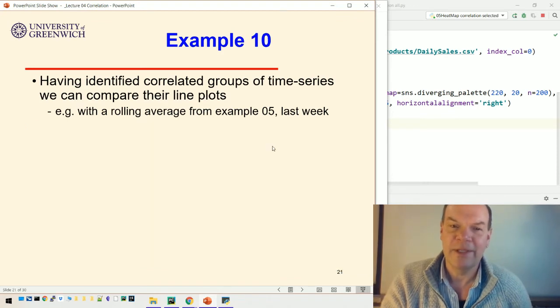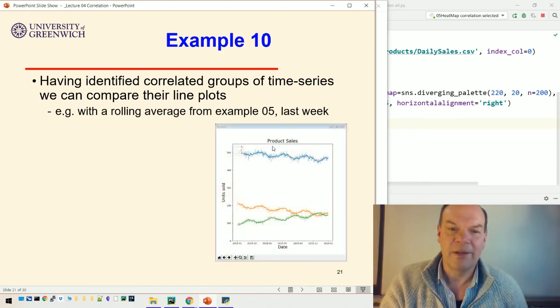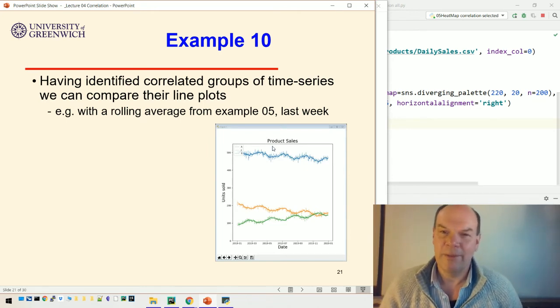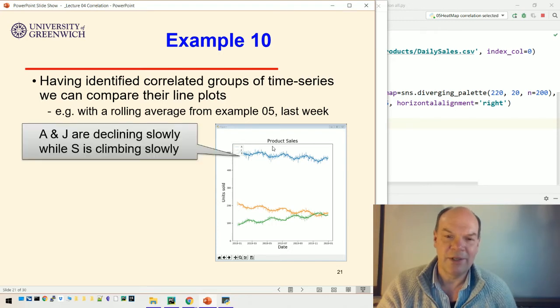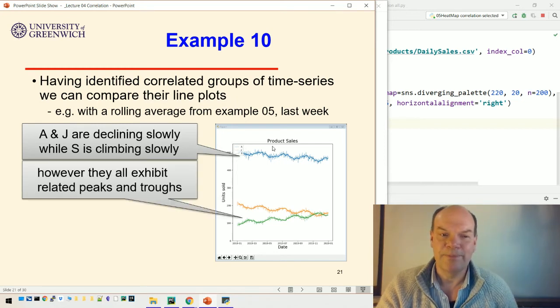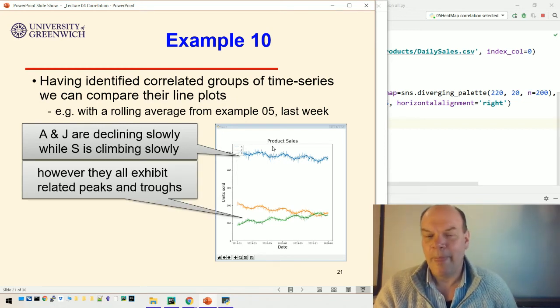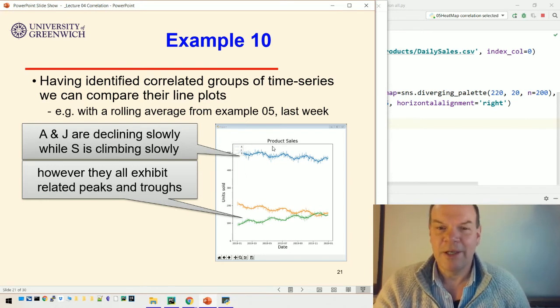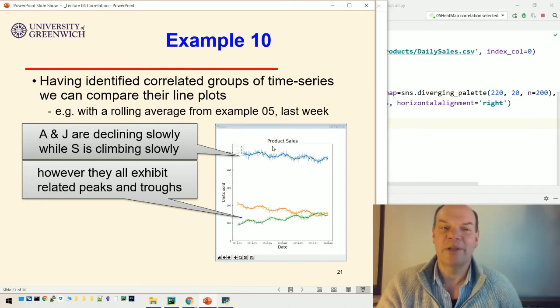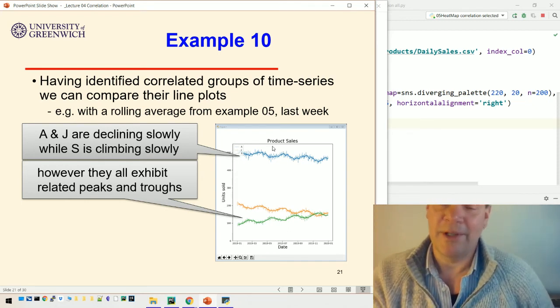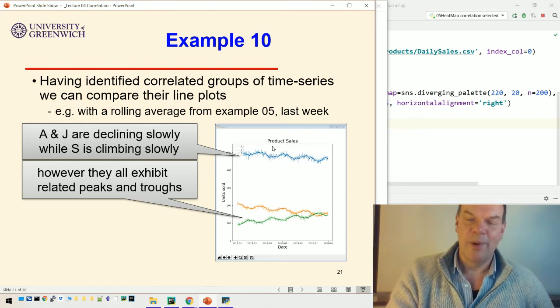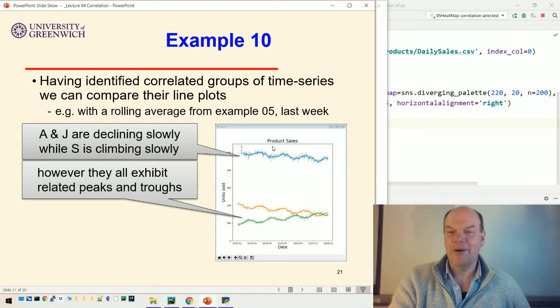If we look at the negative ones, remember, there was some negative. What was it? A and J are declining slowly, while S is climbing slowly. So A and J, I think if we remember, were correlated positively, but S is negatively correlated against each of them. So S and J are negatively correlated. I think that's right. But they don't look very similar, and in fact, the correlation here is arising from something different to the previous picture.